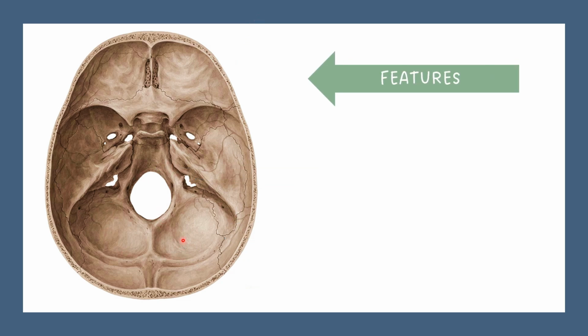Let's look at the features of the posterior cranial fossa. The clivus is the sloping surface in front of the foramen magnum. It is formed by the superior surface of the basilar part of occipital bone and posterior part of the body of sphenoid and dorsum sellae. It supports the pons and the medulla and is related to the basilar plexus of veins and basilar artery. The petro-occipital fissure is the junction between the clivus and the petrous temporal. It is grooved by the inferior petrosal sinus.